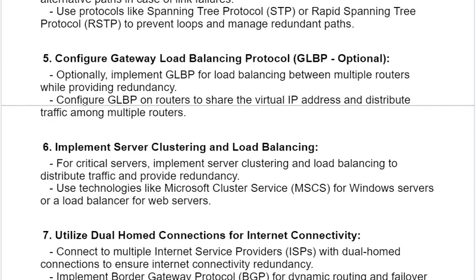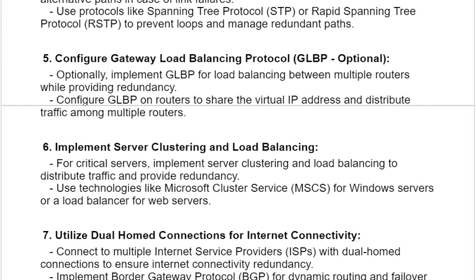Fifth solution: configure Gateway Load Balancing Protocol (GLBP), optional. Optionally implement GLBP for load balancing between multiple routers while providing redundancy. Configure GLBP on routers to share the virtual IP address and distribute traffic among multiple routers.